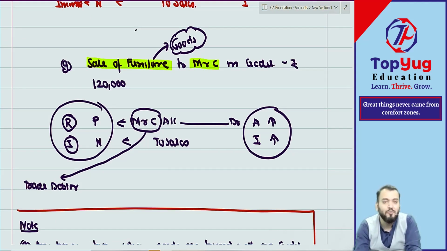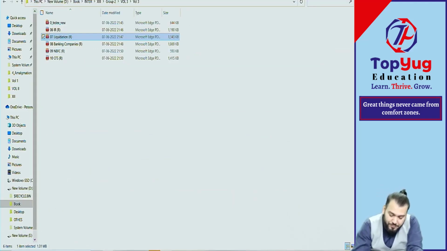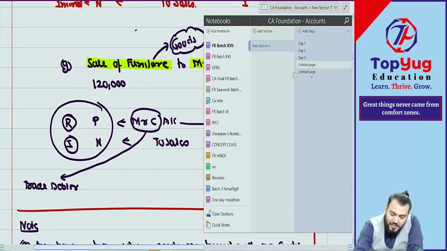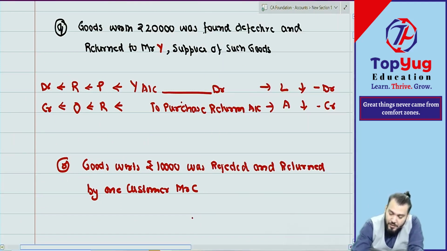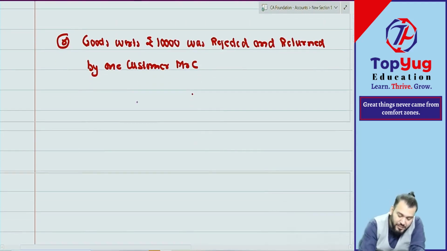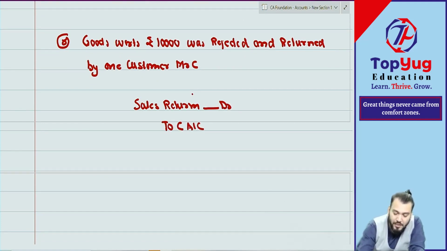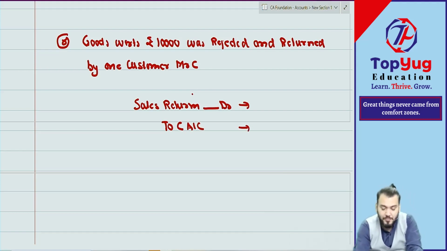But in exam, what will we follow? Sales return account. So what journal entry will we do? Sales return account debit to Mr. C account. Correct. If I apply modern rules, sales return is what?